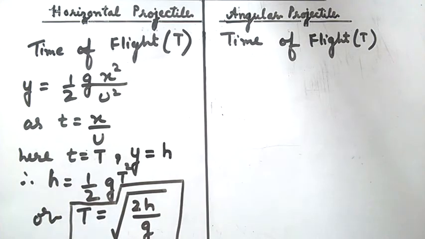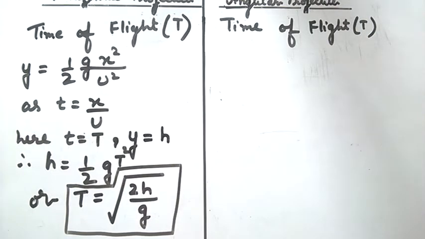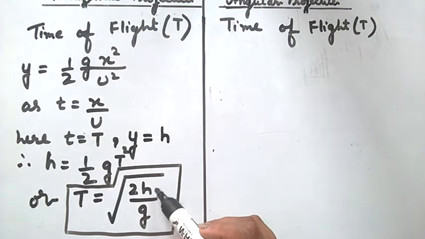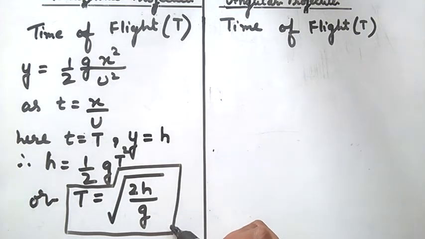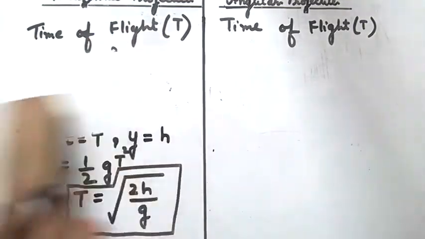Here we can see that this time of flight is independent of the mass of a projectile. Thus, if we throw two objects of different masses from some particular height, then they will reach the same position, that is the ground, together. They will reach at the same time from the same height. Thus we can write that T is independent of the mass of a projectile.